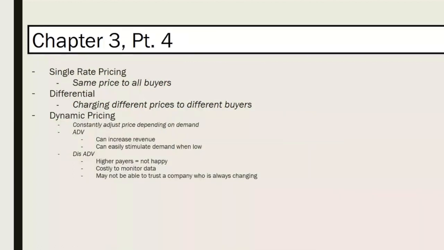So we have other different methods of pricing as well. So you have single rate pricing. It's when you're charging the same price to all buyers of all segments. So, regardless of who you are, you have the same price, full stop, end of story. You have differential pricing, which is essentially when a seller charges different prices to different buyers for the same or slightly different products.